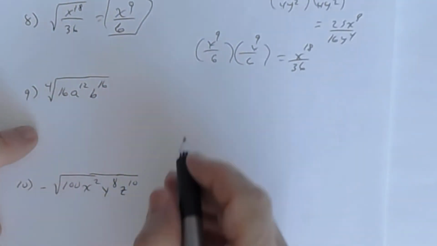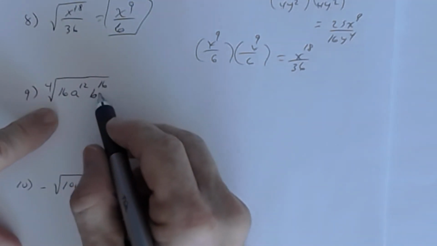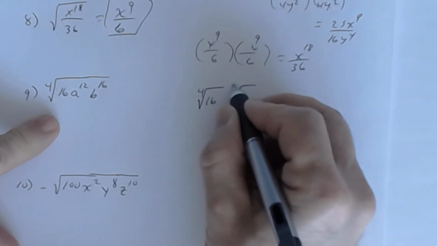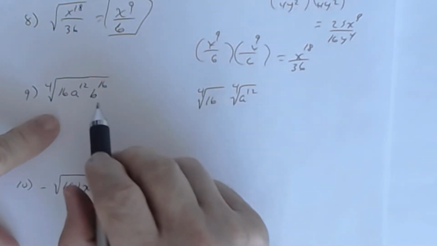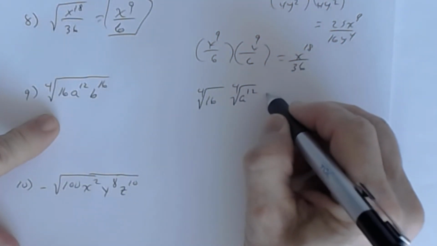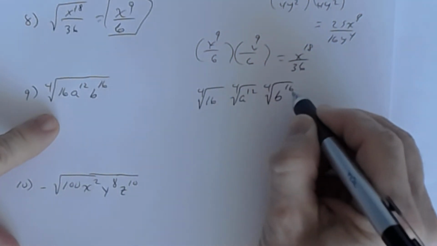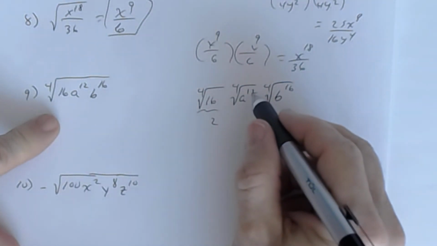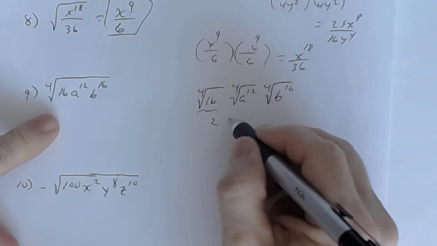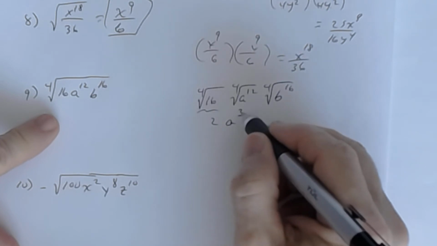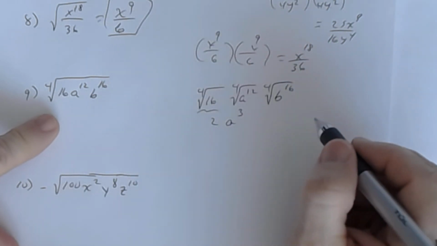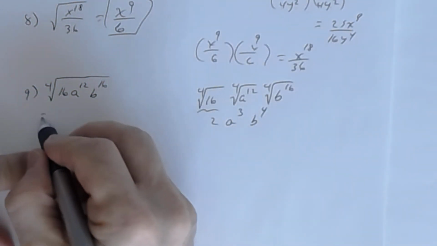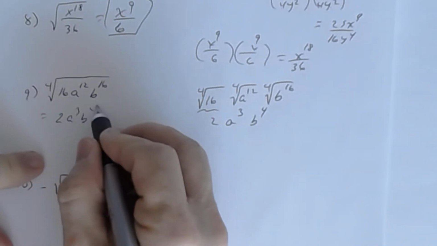Number 9, you have the 4th root of 16, a to the 12th, b to the 16th. So if you want, write this as the 4th root of 16 times the 4th root of a to the 12th. I'm just using the product rule for radicals. And then the 4th root of b to the 16th. So the 4th root of 16 is 2. The 4th root of a to the 12th power, so 12 divided by 4 is 3. So I get a cubed. Makes sense because a cubed times a cubed times a cubed times a cubed is a to the 12th. And then the 4th root of b to the 16th is b to the 4th. And so there's your answer: 2a cubed b to the 4th.